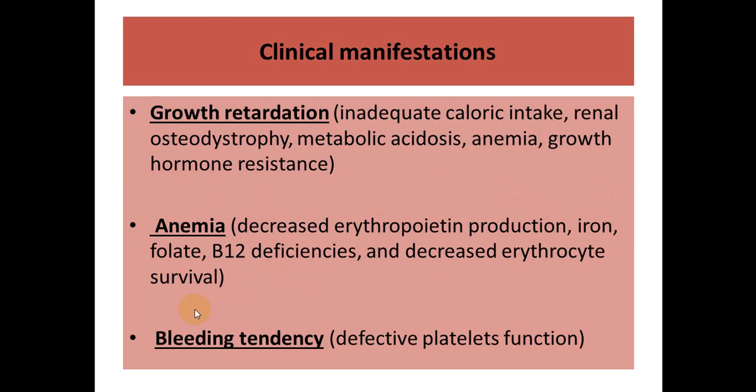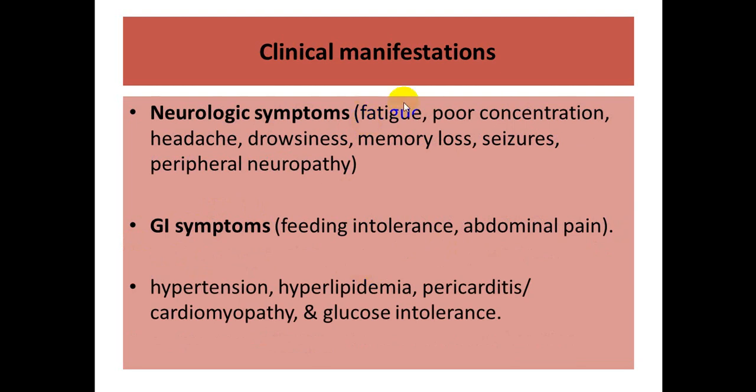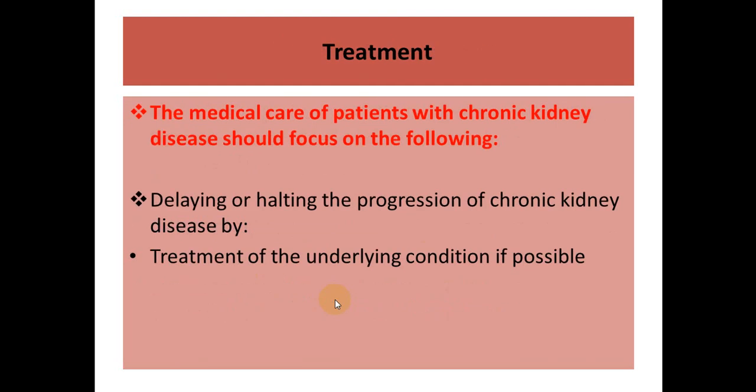There will be growth retardation due to inadequate calorie intake, renal osteodystrophy, metabolic acidosis, anemia, and growth hormone deficiency. Anemia is due to decreased erythropoietin production. There is also iron, folate, and B12 deficiency, decreased erythrocyte survival, and bleeding due to defective platelet function. Neurological: fatigue, poor concentration, headache, drowsiness. GIT: may be bleeding or abdominal pain. Also hypertension, hyperlipidemia, pericarditis, cardiomyopathy, and glucose intolerance.